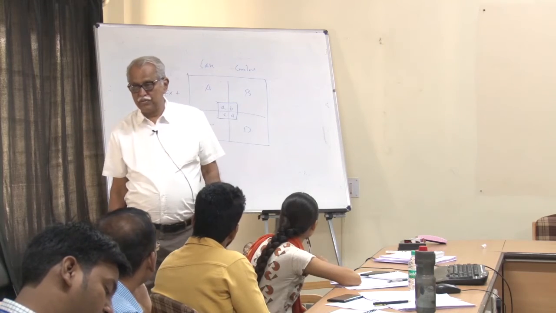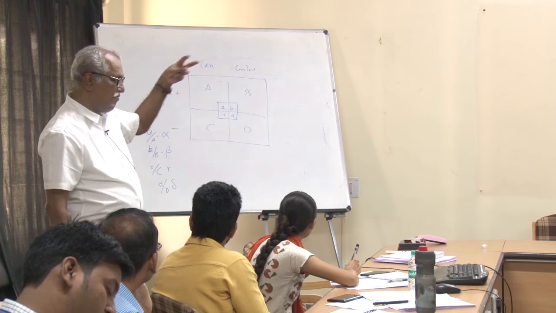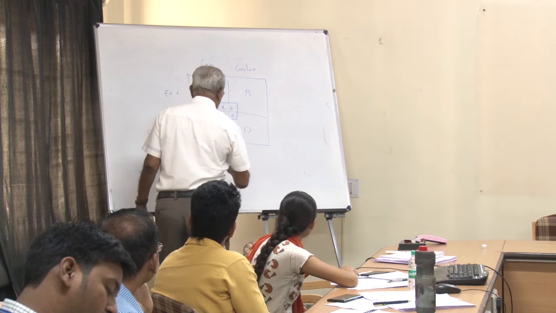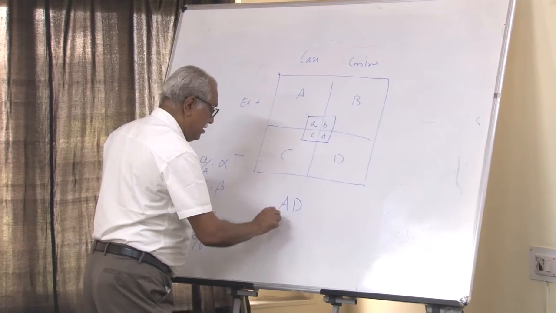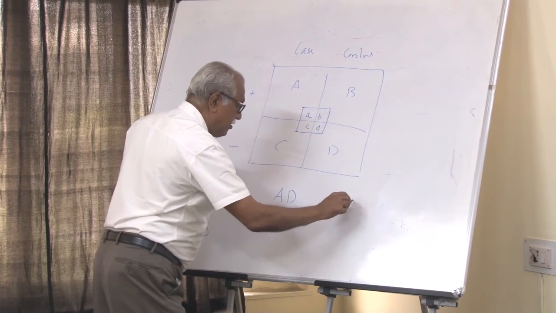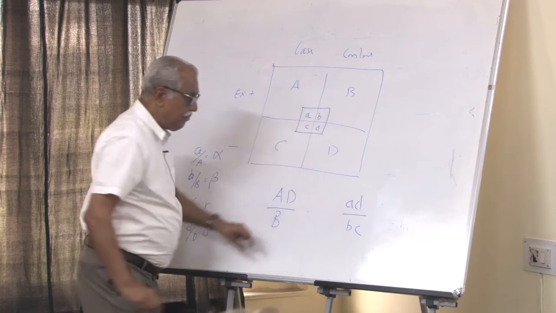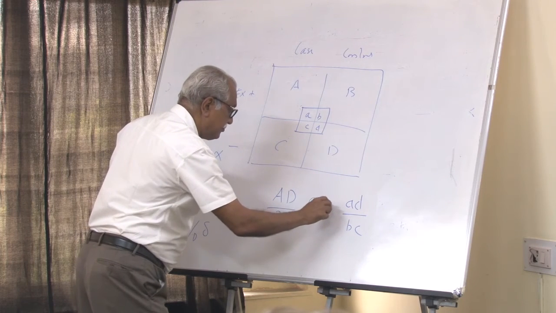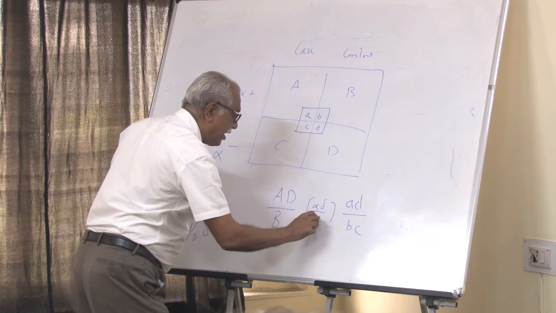Now I have to examine how different these two are. AD by BC, in comparison, will be a function of this term, alpha delta by beta gamma. Okay? Now the trick is this.